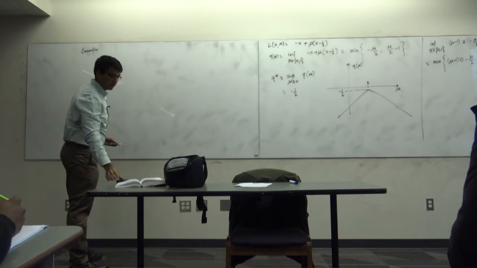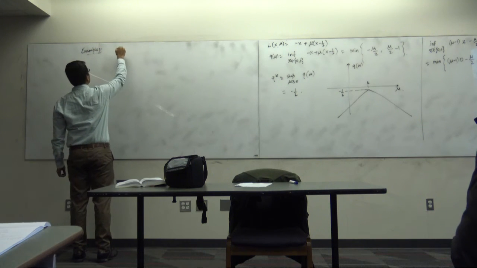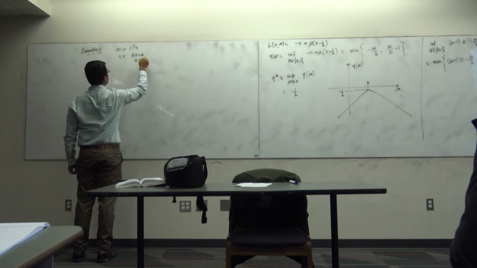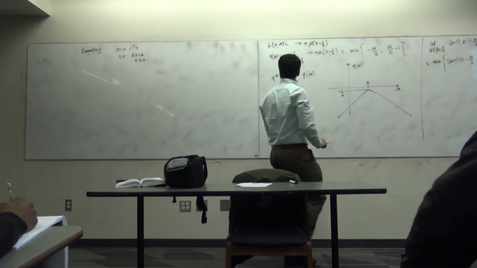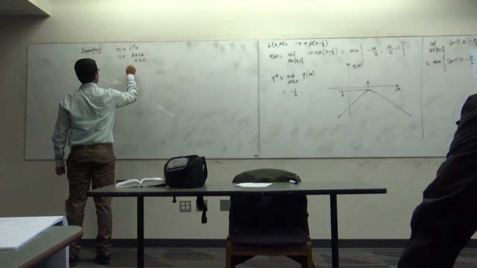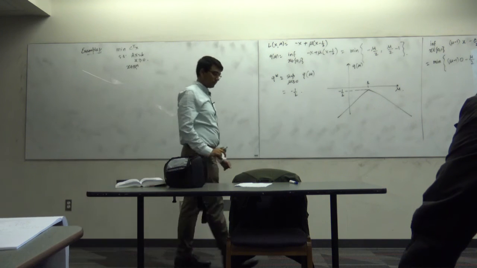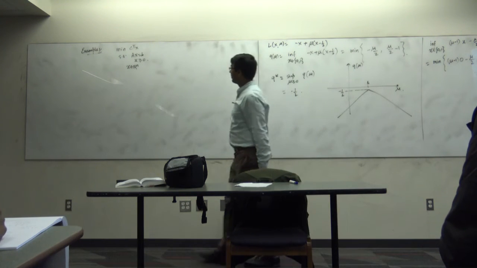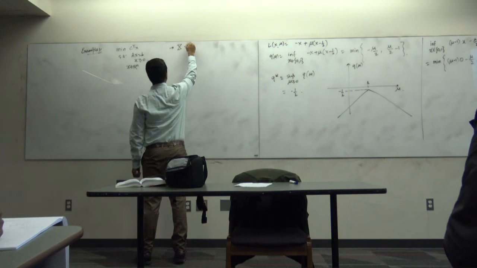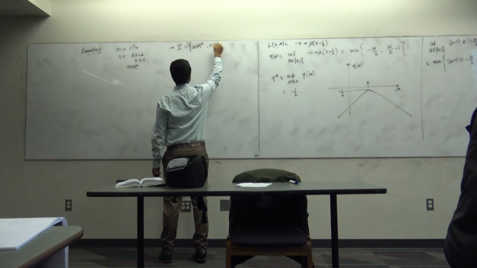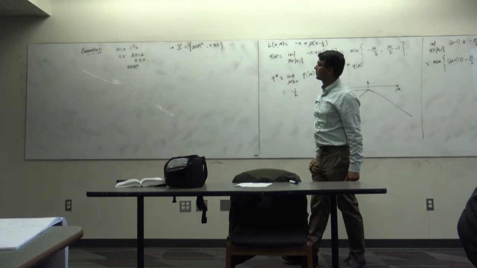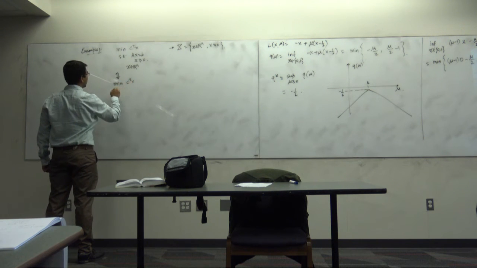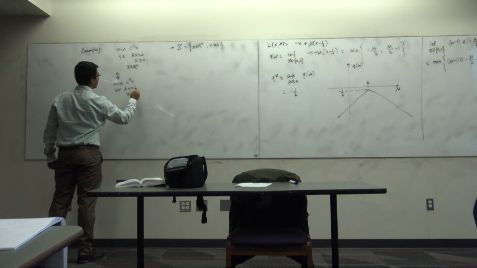Example 3. I want to minimize c transpose x such that Ax equals b and x is greater than or equal to 0, x is in R^n. So I'm going to define the set capital X as x in R^n, x greater than or equal to 0. Okay? So then my minimization problem is minimize c transpose x such that Ax equals b, x in capital X.